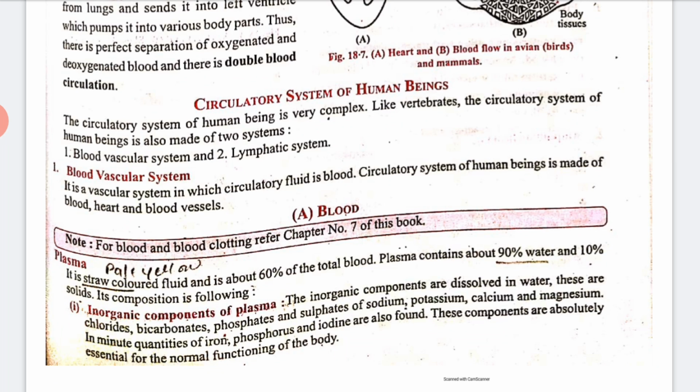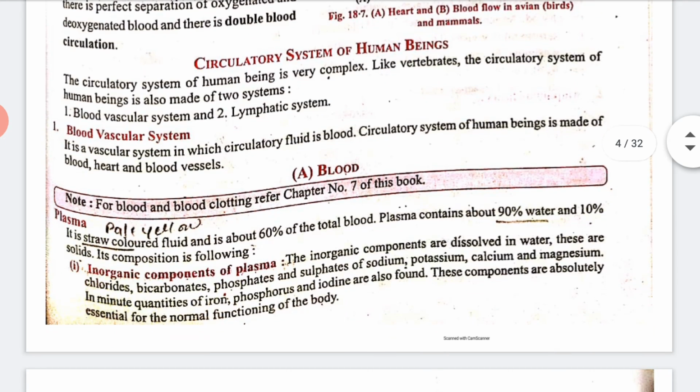Clear? So let's start with the first part, known as blood. First we will talk about plasma. It is straw colored. Straw colored means pale yellow color. That straw colored fluid is about 60% of the blood.